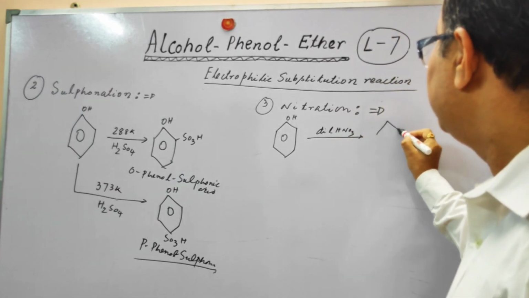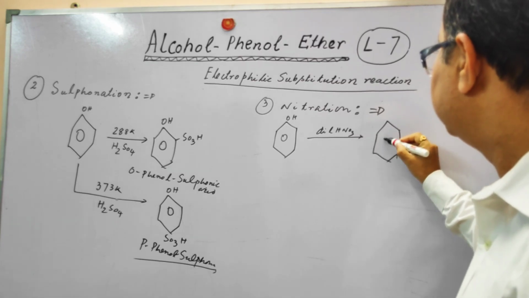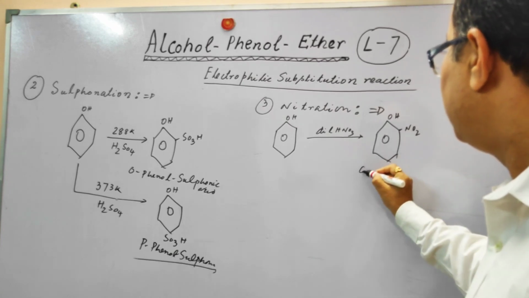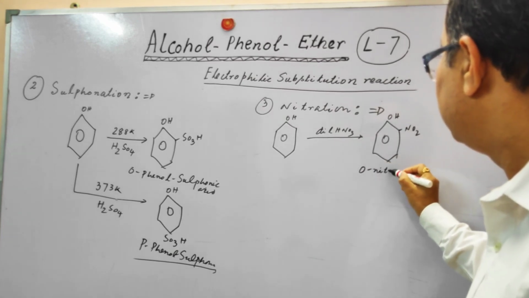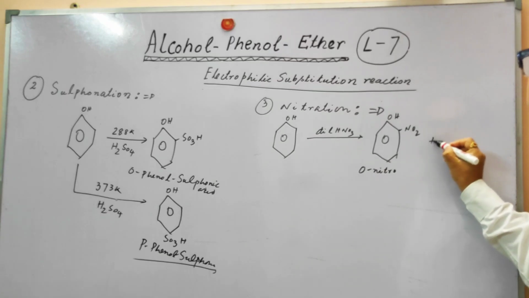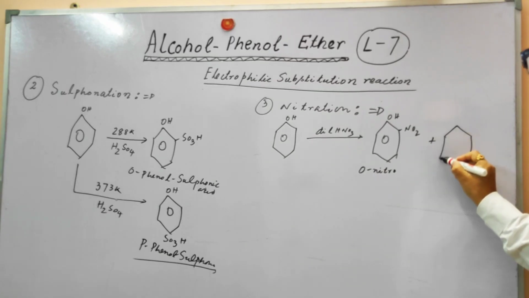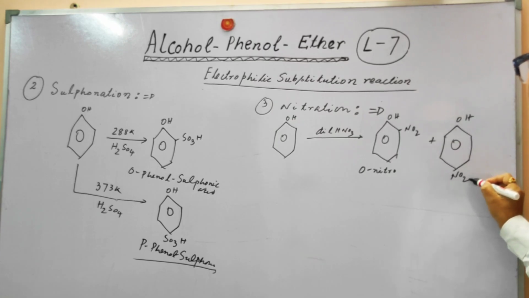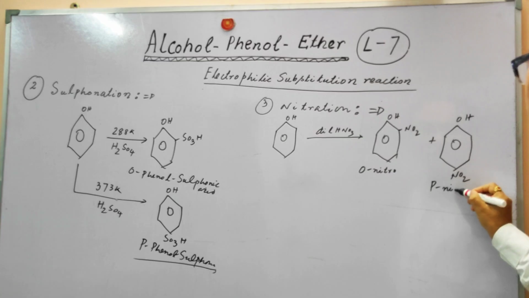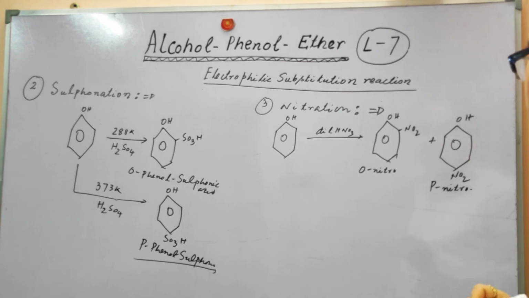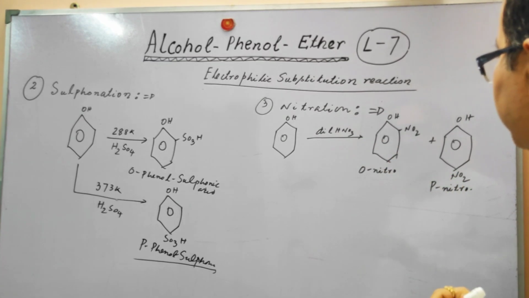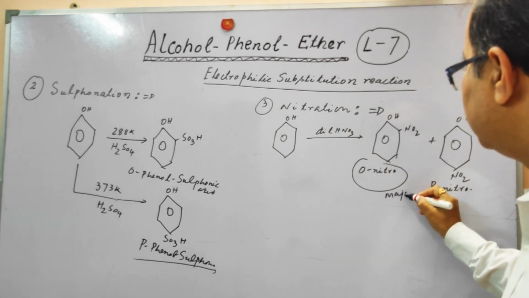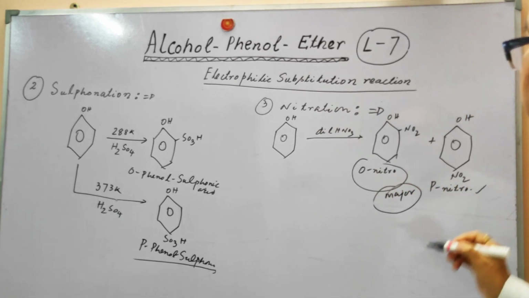at that time you will observe a mixture of products, that is orthonitrophenol and another product, paranitrophenol. So orthonitrophenol and paranitrophenol we will observe. Here orthonitrophenol is the major product, whereas paranitrophenol is the minor product.